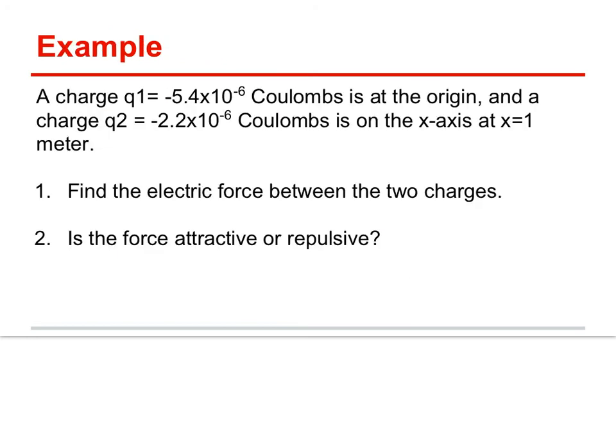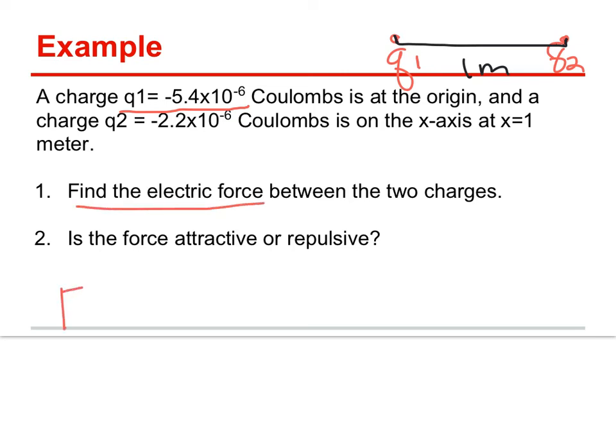Let's do a problem to see what this looks like. We have a charge, Q1, with this given number of coulombs, which is at the origin. So I have Q1 right here. And I have a charge Q2, also on the axis, and it's 1 meter away. Okay, so let's first find the electric force. We're using Coulomb's law. So we have the force, which is in newtons, equals K Q1 Q2 over r squared.